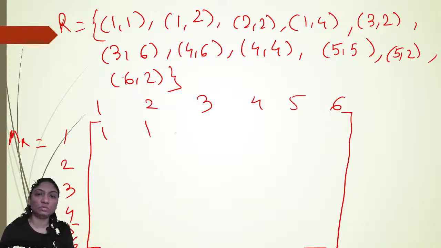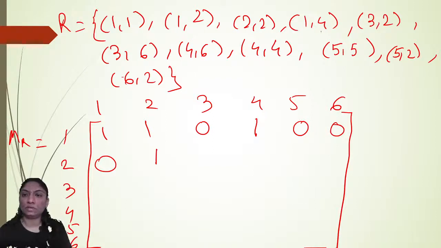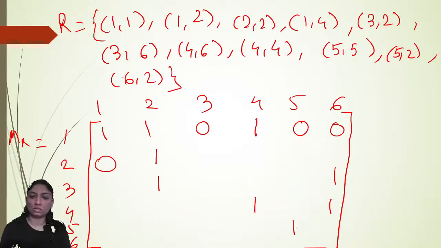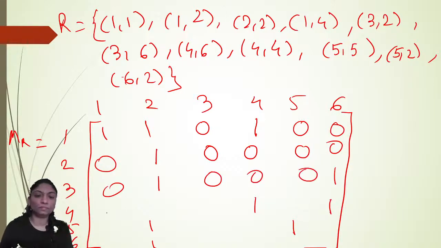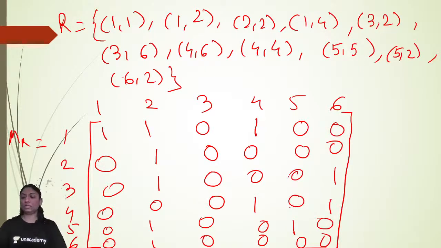1 related to 1, here 2 related to 1, down here 1 1, 3 2, 6, 5 2 here, and the rest are 0 0 0. This is your matrix relation MR.